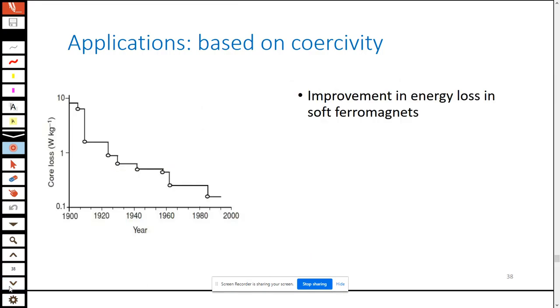Yeah, this is again a picture which says how the development in material led to this. So, basically for soft magnetic materials, how the core loss, the loss is measured in watt per kilogram. In the beginning the loss was quite a lot, but nowadays you have really minimized the loss, even 100 times less. But still, people are working on how to develop new materials where the loss will be even lower.